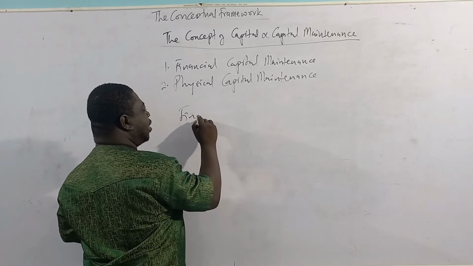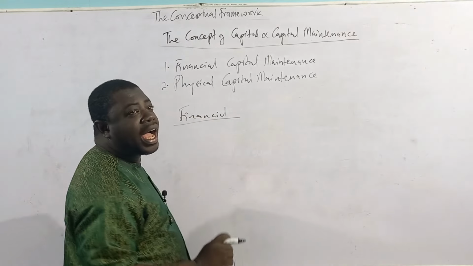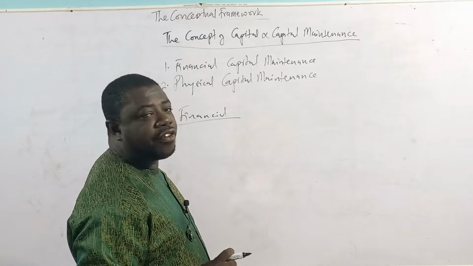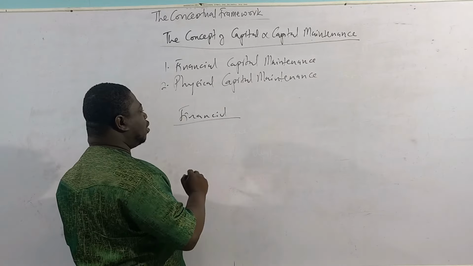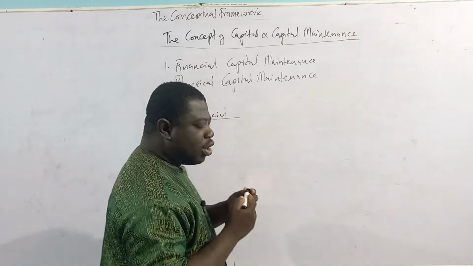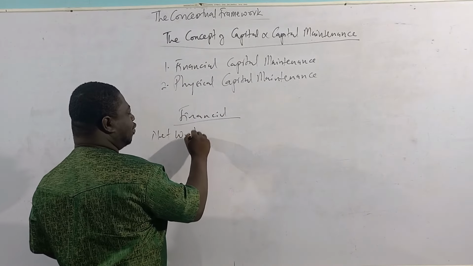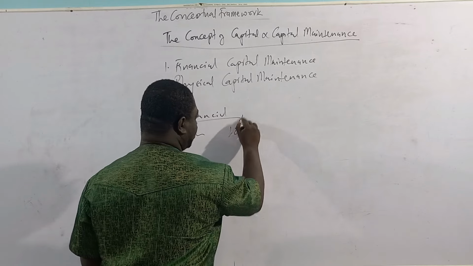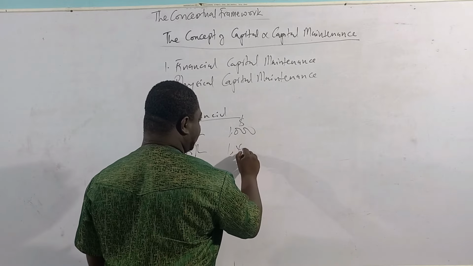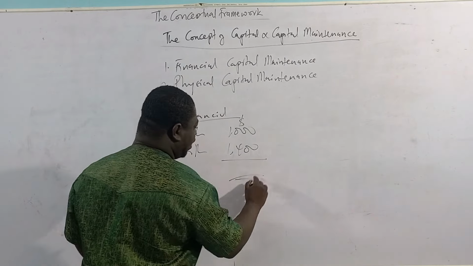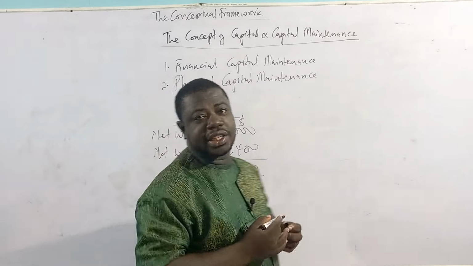Under the financial capital maintenance, I don't know if you have watched my video on single entry and incomplete records. I explained the net worth method for finding profit in a situation where there is no proper record keeping. Let's assume that the net worth at the beginning of the year is $1,000, and your net worth at the end of the year is $1,400. Then you have increased your capital by 400, and that is profit. This is the concept of financial capital maintenance.